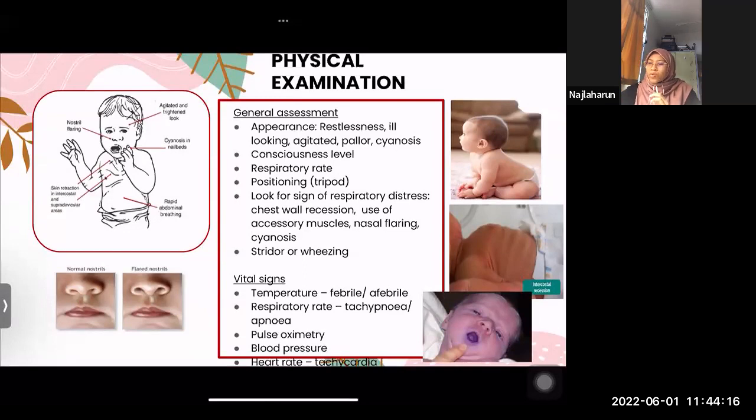Other than that, also look for the vital signs. Check the temperature, whether the patient is febrile or afebrile, the respiratory rate, and pulse oximetry. Since patients are coming with shortness of breath, we need to take the pulse oximetry, the BP, the heart rate, and also the anthropometry of the child. Okay, what are the systemic examinations?